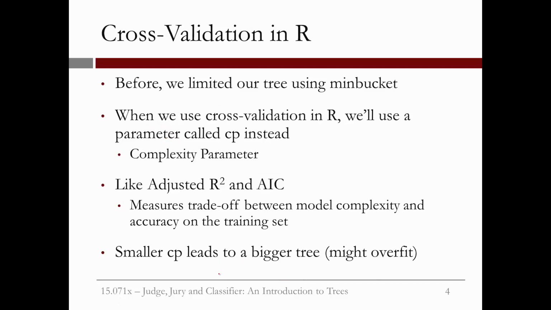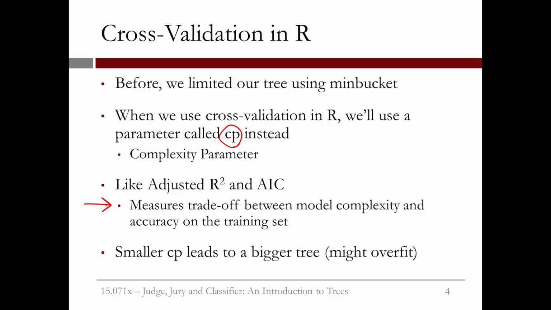So far, we've used the parameter min-bucket to limit our tree in R. When we use cross-validation in R, we'll use a parameter called CP instead. This is the complexity parameter. It's like adjusted R-squared for linear regression and AIC for logistic regression in that it measures the trade-off between model complexity and accuracy on the training set.